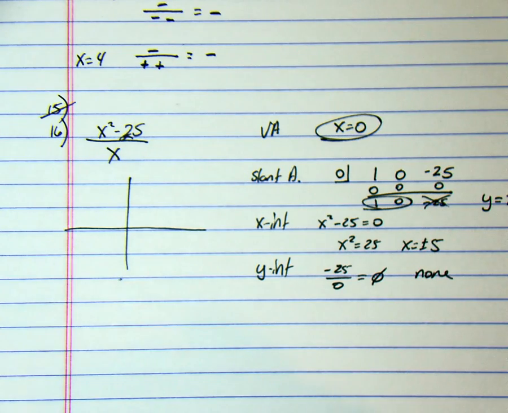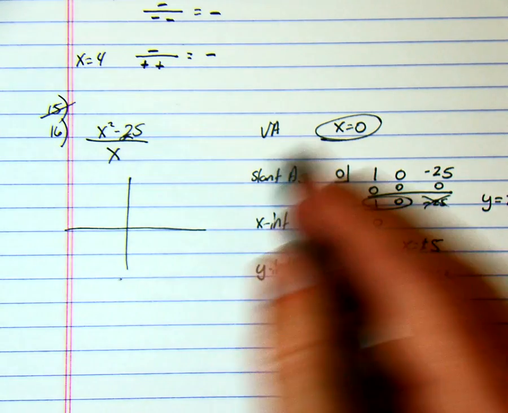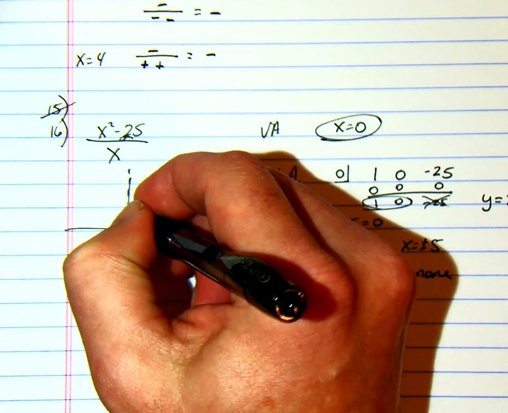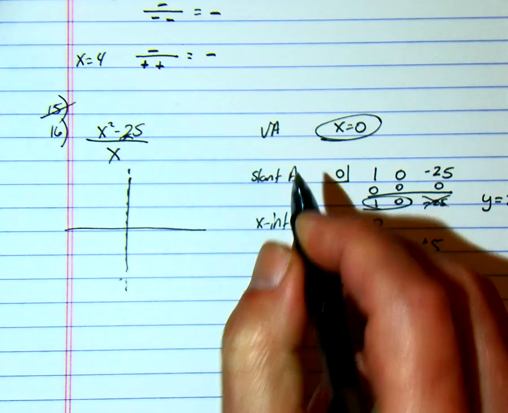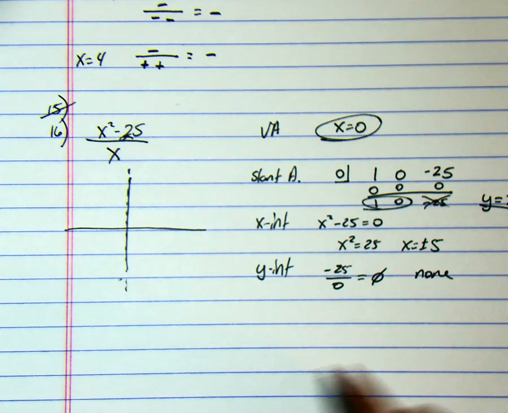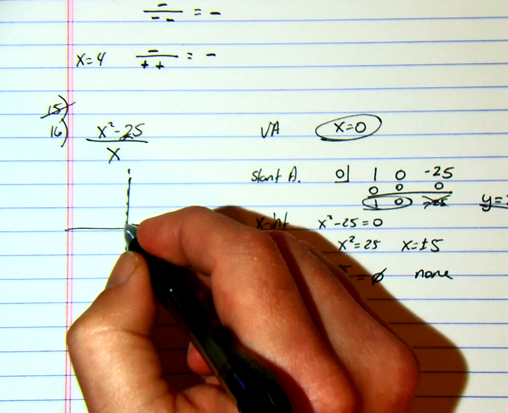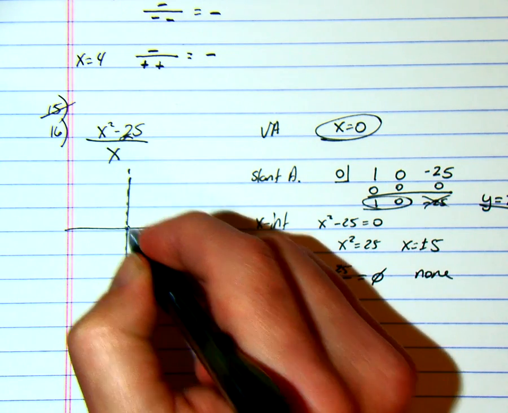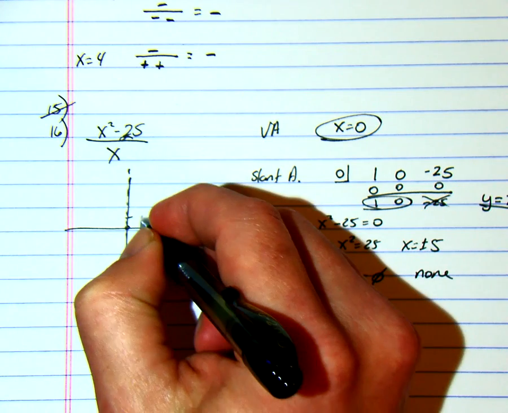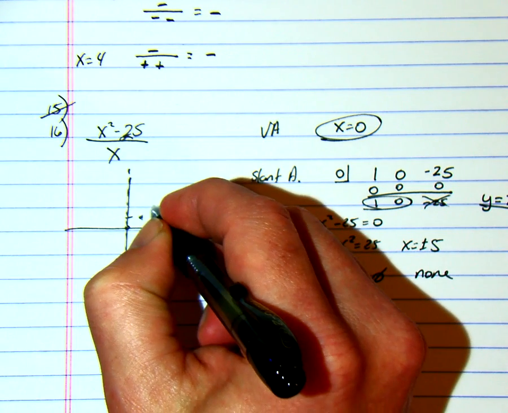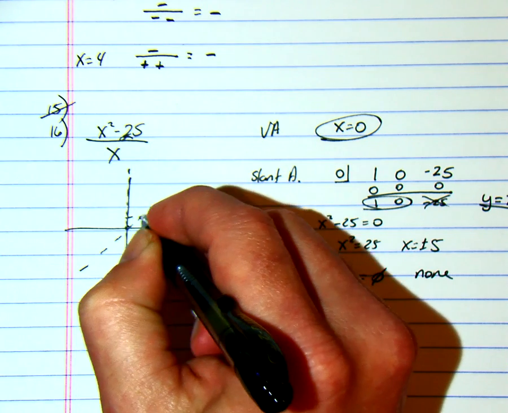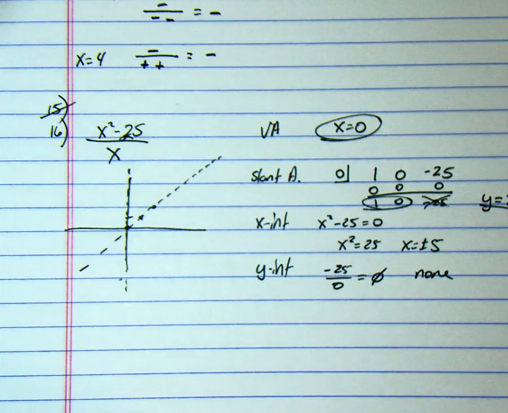Let's see if we can sketch the graph of this real fast. I have one more to do. So we have a vertical asymptote at 0, so we're going to mark that vertical asymptote in here at 0. We said the equation of my slant asymptote was y equals x. So if we were to graph that, that means it has a y-intercept at 0. It's going to go up 1 and over 1, up 1 and over 1 again. So that means we have a slant asymptote that looks something like that.